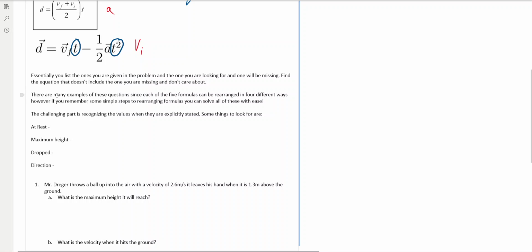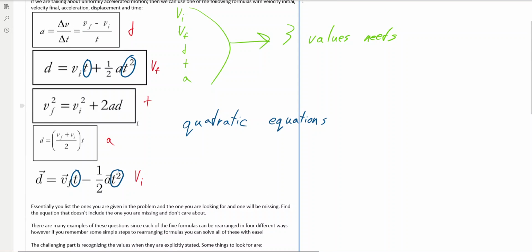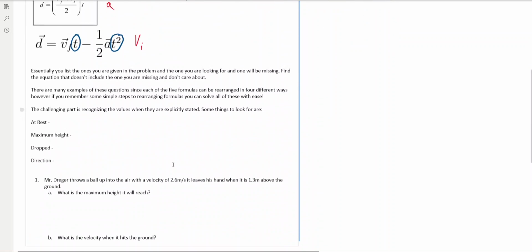There are many examples of these different formulas above, because each one can be arranged in 4 different ways, since there are 4 variables in each of these equations. So there's 4 variables per equation, and there are 5 equations, so there's actually 20 different kinematic equations that you could solve for. I'm not going to go through all 20 because that's too much time. If you want to go over all 20, I'm sure there's plenty of other videos online that will do so, but I'm going to teach you the steps to solve any one of these, no problem.